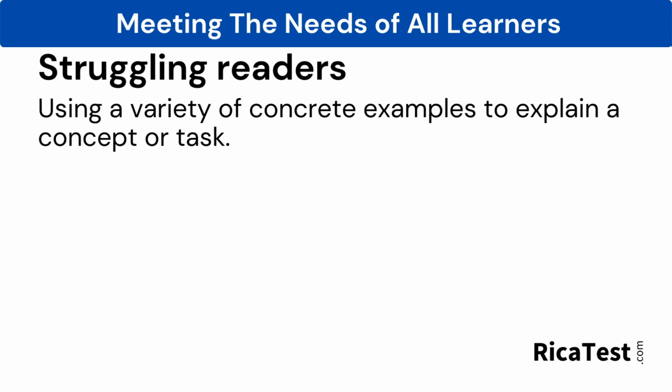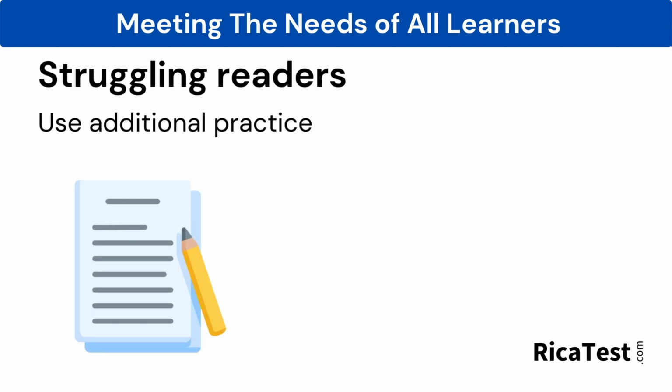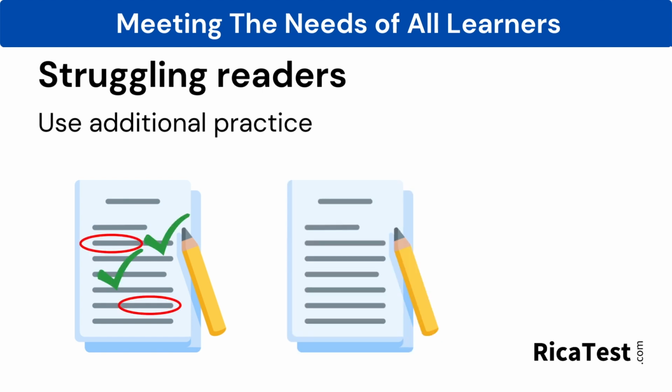Oftentimes, this means finding books that provide context around the target language or bringing in real examples, such as in taste testing, to understand that lemon is sweet and dark chocolate is bitter. Lastly, we can use additional practice for our struggling readers. This approach works well when the teacher provides helpful feedback, where the student receives more one to one instruction with the teacher and also receives more practice on mastering the skills that are still lacking.